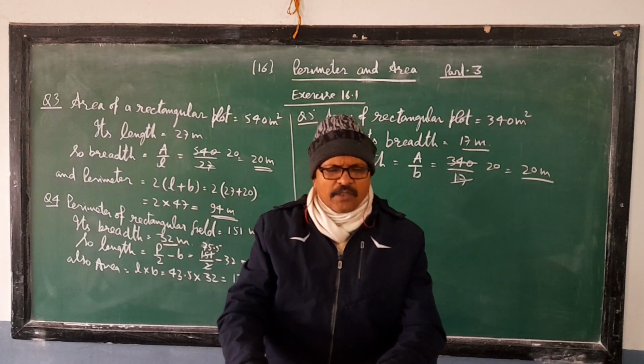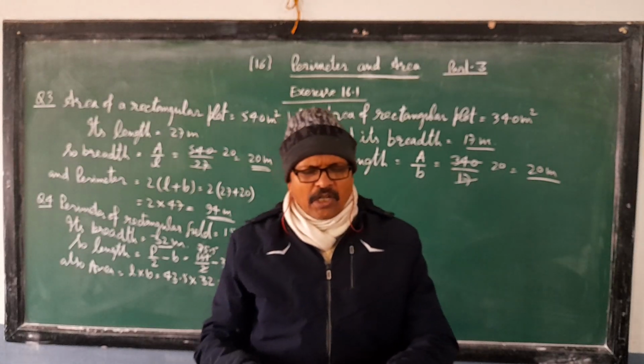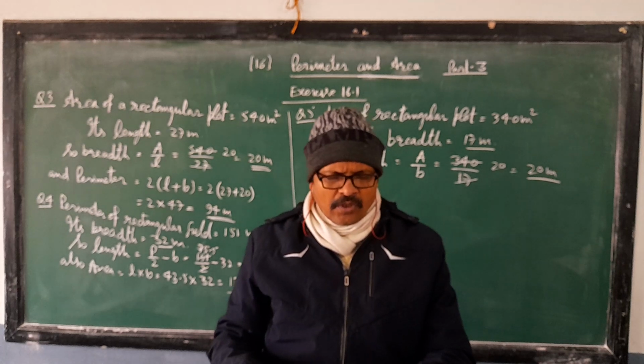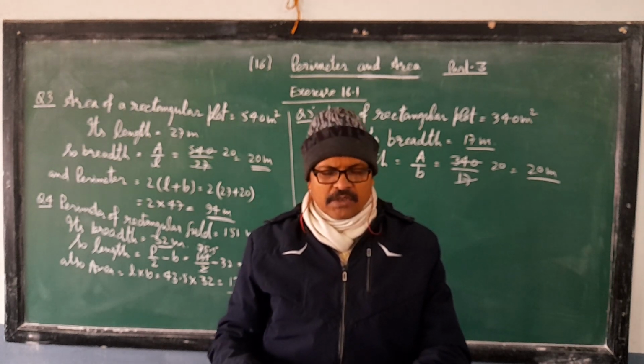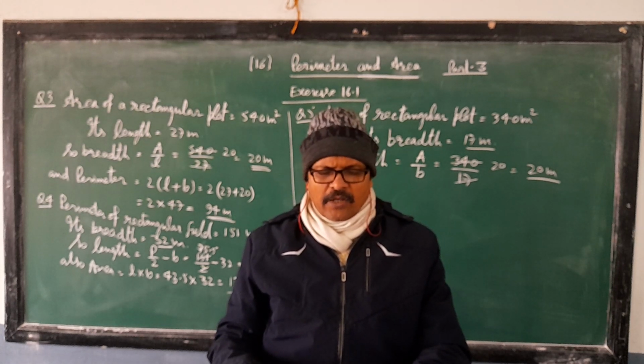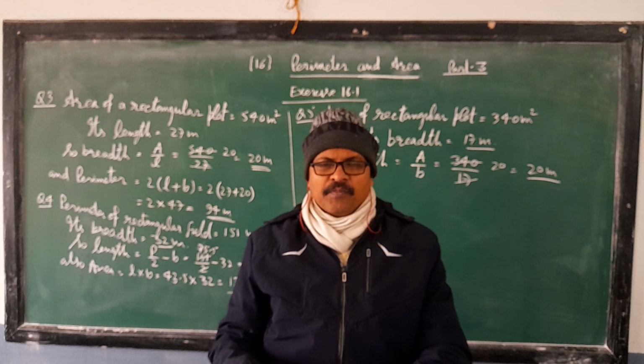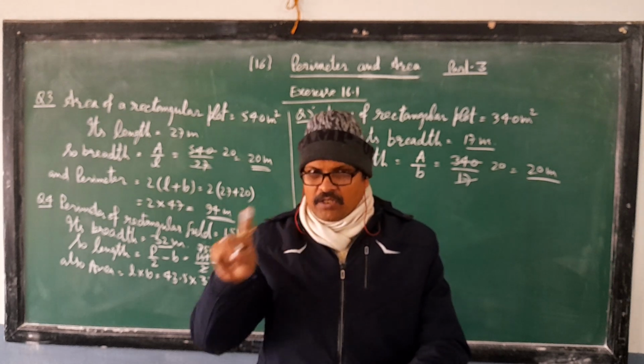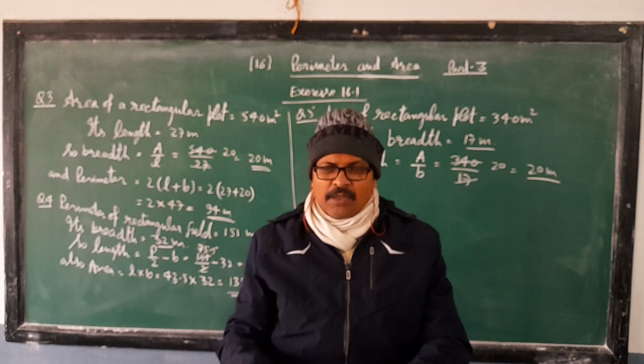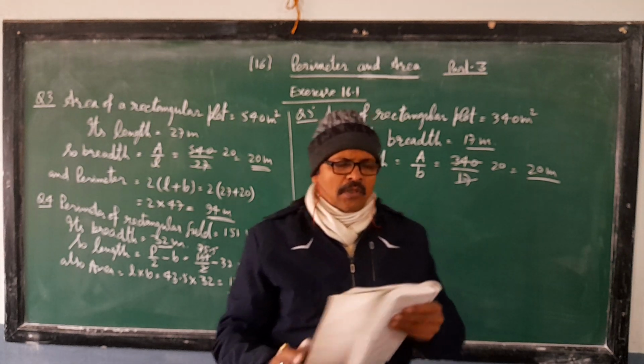Now see what they are asking. Find the cost of surrounding the plot with a fence at the rate of rupees 5.70. So they want to fence it, means want to make a boundary. It means we need perimeter.